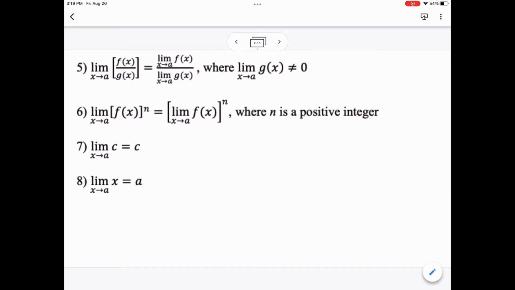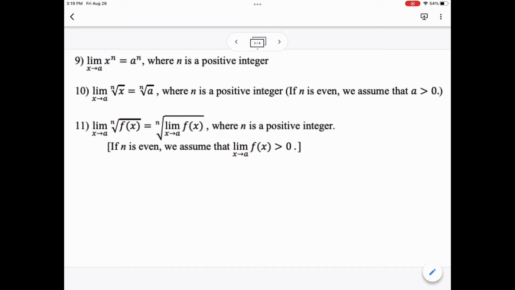If you have a function to a power, you can just take the limit of the function and then take the power afterwards. If you have a limit of a constant, the constant is the limit. If you have a limit of a variable, it's really just you plugging in that approaching value. So if you have a limit of x to a certain power, then it's really just you plugging in that approaching value for the x to get that value.